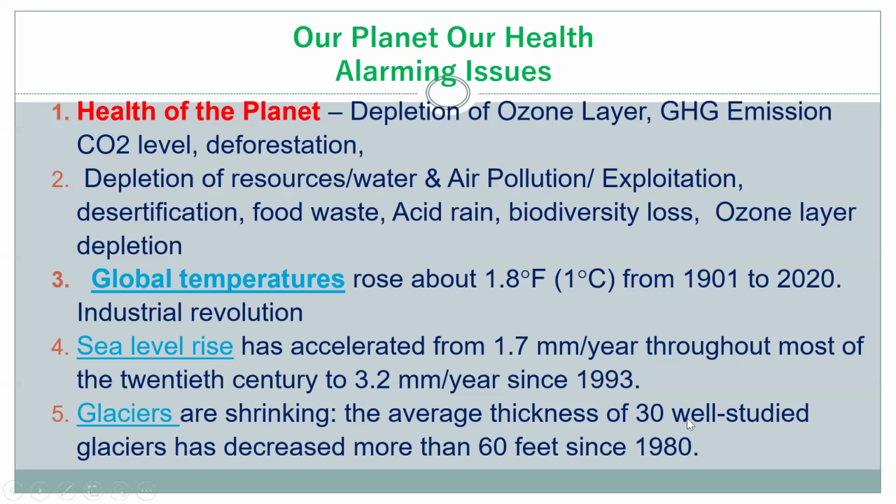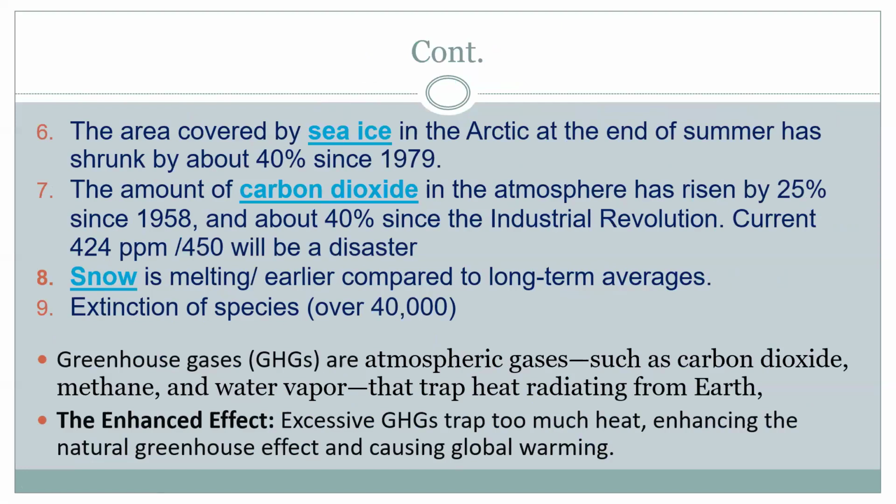The average thickness of 30 well-studied glaciers has decreased more than 60 feet since 1980. Continuing the alarming issues, the area covered by sea ice in the Arctic at the end of summer has shrunk by 40% since 1979. The amount of carbon dioxide in the atmosphere has risen by 25% since 1958 and about 40% since the Industrial Revolution. Current: 424 parts per million. Now that is an important figure that you need to remember.